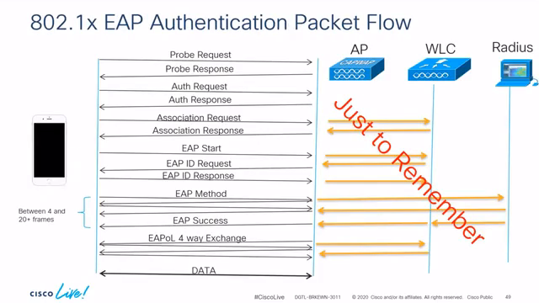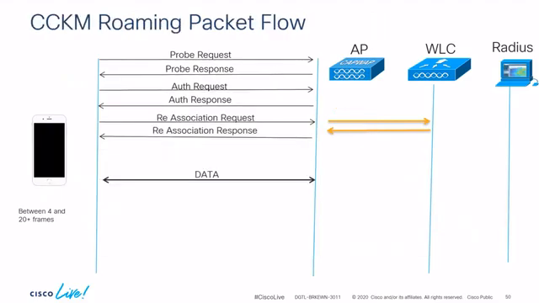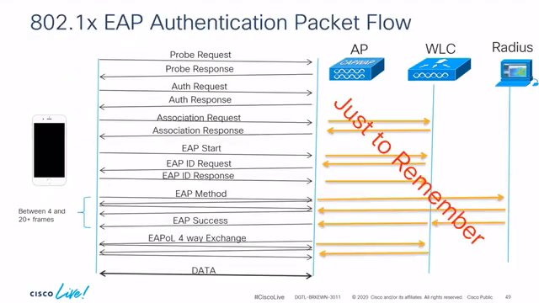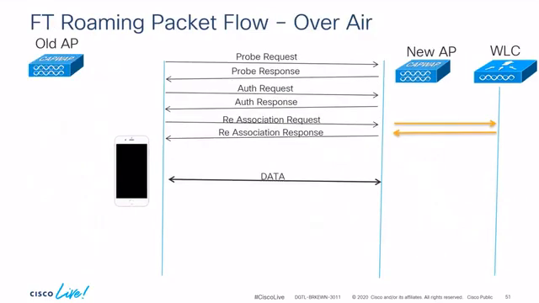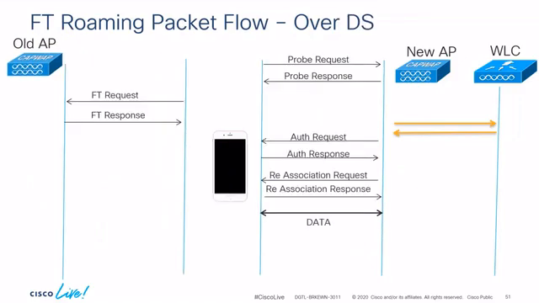Just to remember, here's all the exchange we have to do when we're going off to the RADIUS server. Now look at the packet flow for CCKM. From this to this, it's a lot less. Even fast transition, which is the standard now for key caching, or fast roaming, if you will, you can see far less. Over the DS, it's a little bit more packets there.